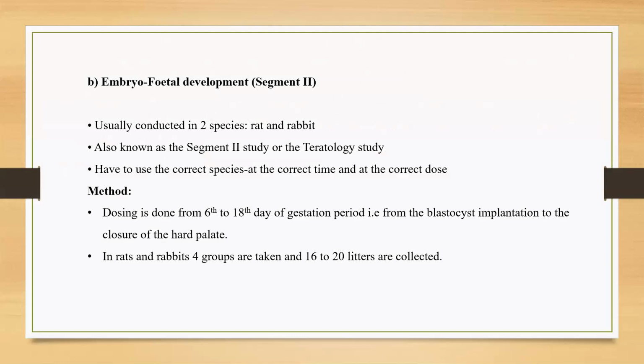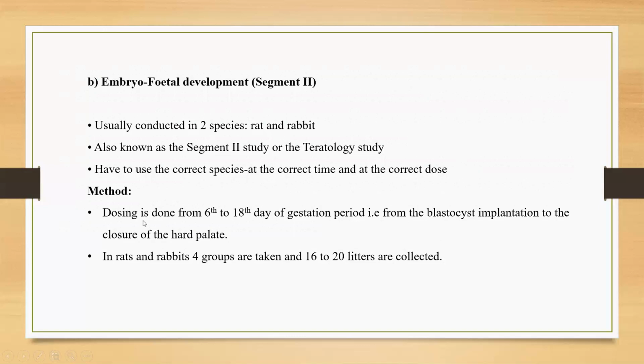Next, we have the embryo fetal development. It is also known as segment 2 study. Usually, it is conducted in two species, that is rats and rabbits, also known as the teratology study or the teratogenic study. Here, we have to use the correct species at the correct time and at the correct dose. These above mentioned are the criteria.